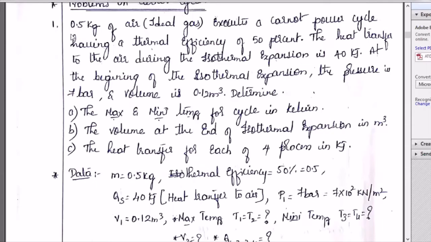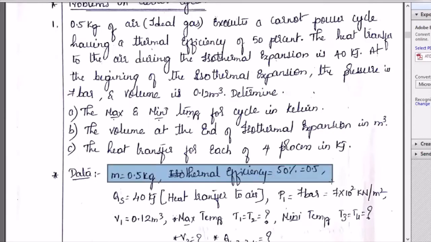0.5 kg of air. Keep it in mind, it is the m value, given as the mass of the air. Executes a Carnot power cycle, as mentioned, having a thermal efficiency of 50%. Yes, this is also general, no need to glance it with PV and TS diagram, you can take down directly. Thermal efficiency is 50%. So that is what is written. Mass is 0.5 kg, thermal efficiency is 50%.